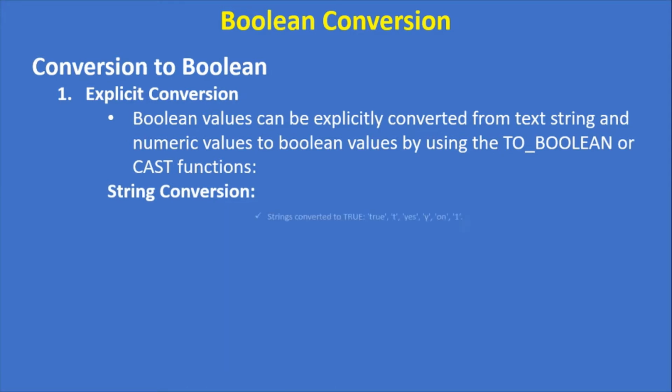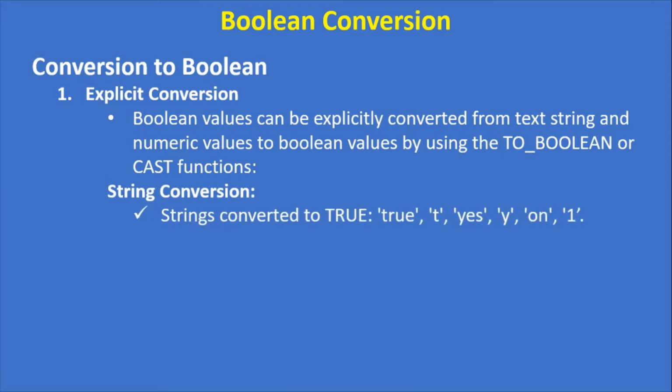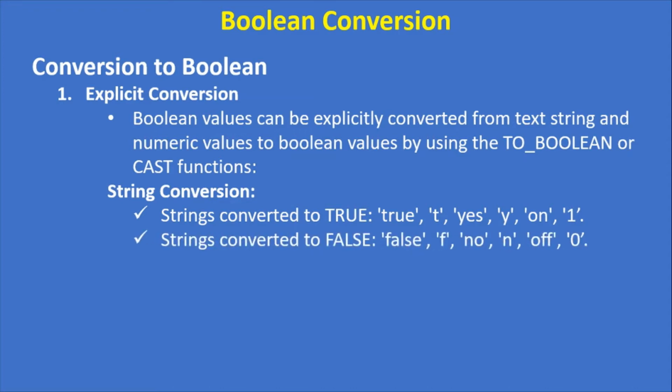How will we do string conversion? Strings converted to true: the strings true, t, yes, y, on, 1. When you convert these string values to Boolean, the value is true. Strings converted to false: false, f, no, n, off, 0. When you convert these string values into Boolean, the value will be false.